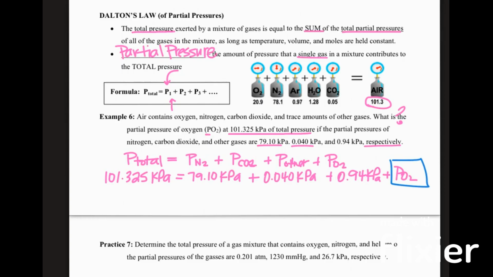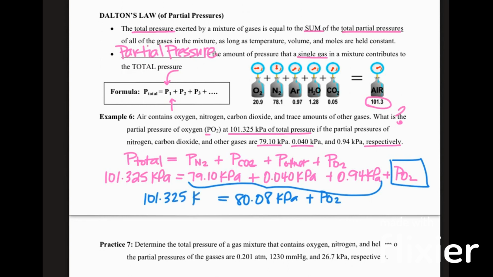Remember when you add and subtract for sig figs, you keep the fewest number of decimal places, so we're just going to keep 2 decimal places. So I'm going to add these up, and basically that's going to be 80.08 kPa plus the pressure of O2 equals 101.325 kPa. Then from there you're subtracting 80.08 kPa. I left my unit off there, sorry, so that we can isolate the pressure of O2.